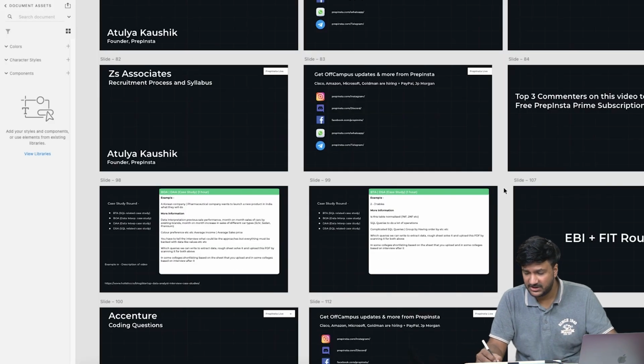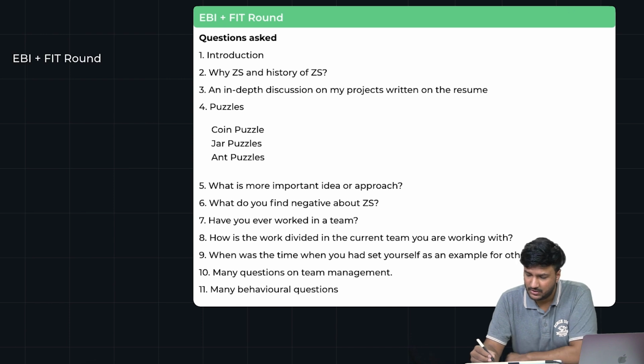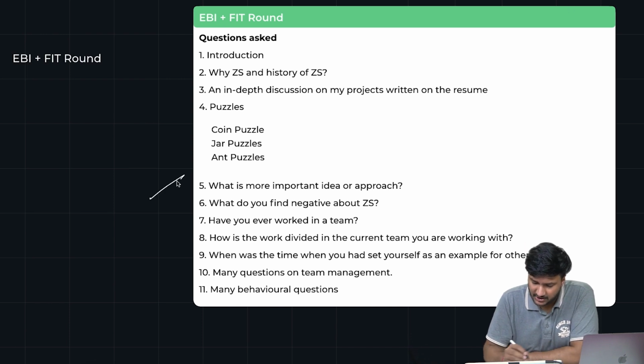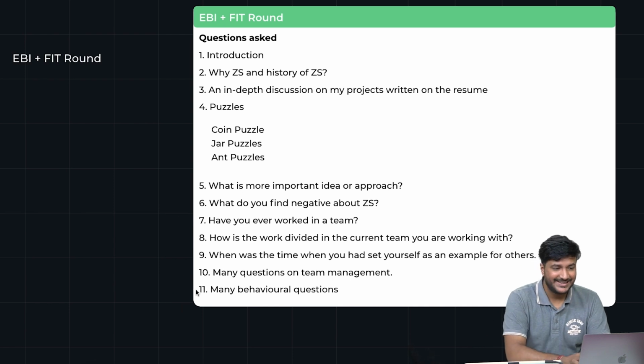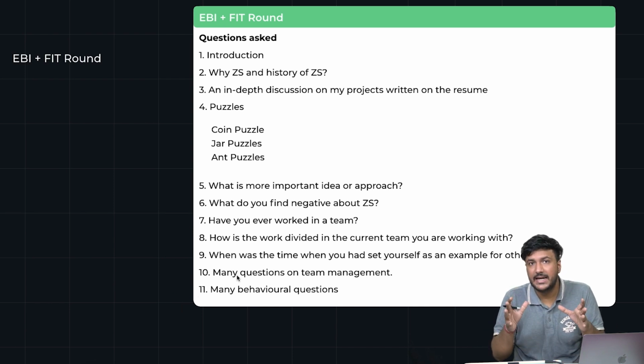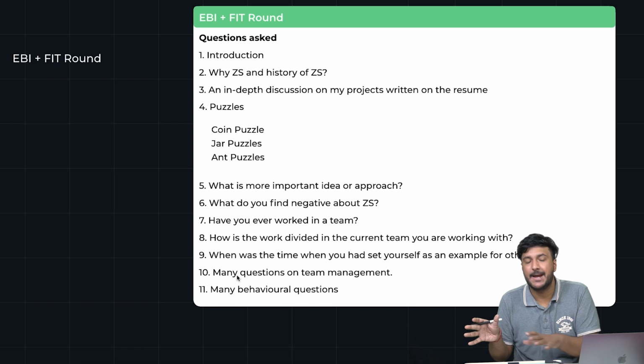Then behavioral questions are very, very important. So as you can see here, what is more important, idea or approach? What do you find negative about ZS? Have you worked upon the team? What is the work divided in current team? Many questions upon team management, many behavioral questions. Now, basically this is for your DAA and BOA.